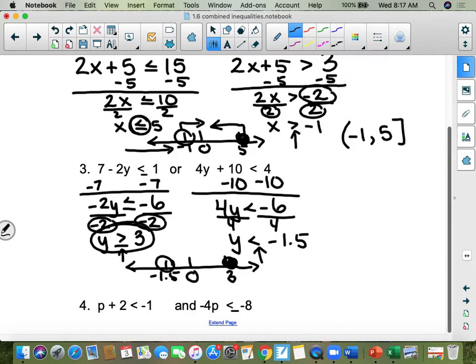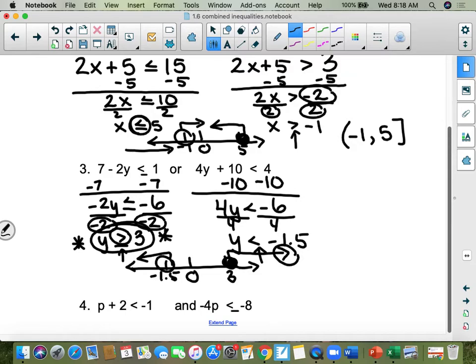Okay, watch to see which way I have to shade. Let's look at this one right here, the 3. It needs to go in this direction because this arrow and this arrow need to be in the same direction. And the -1.5 has to go in that direction.